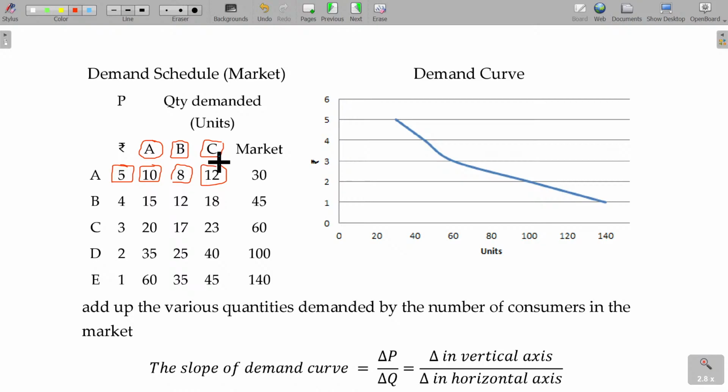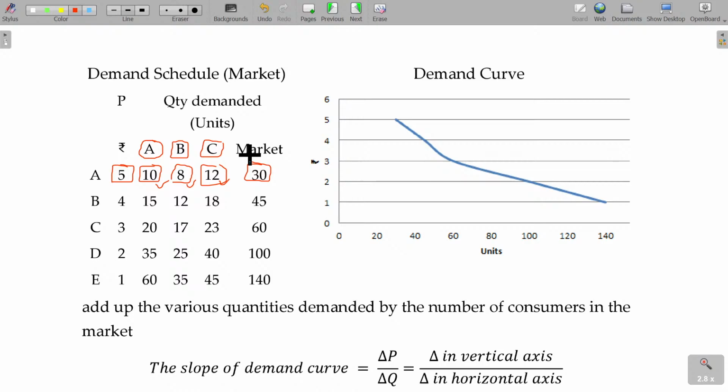It's nothing but the summation of the demand of all the customers in that market. So 10 plus 8 plus 12, 30, that is called market demand. Sometimes you may be asked to differentiate between individual demand and market demand. Individual demand is the demand of a particular customer with respect to the stated price. And market demand is a summation of the demand of all the customers put together.